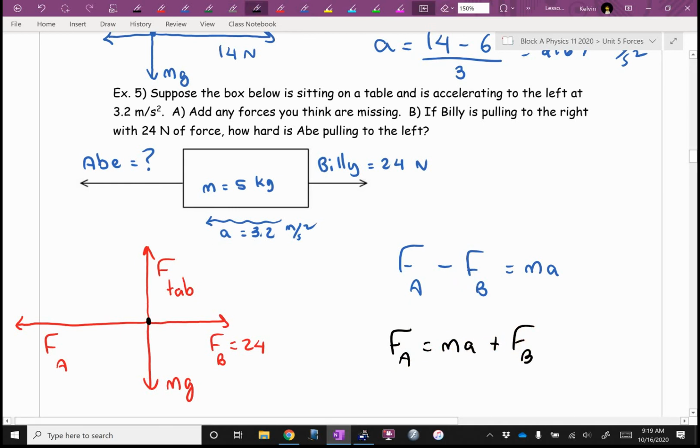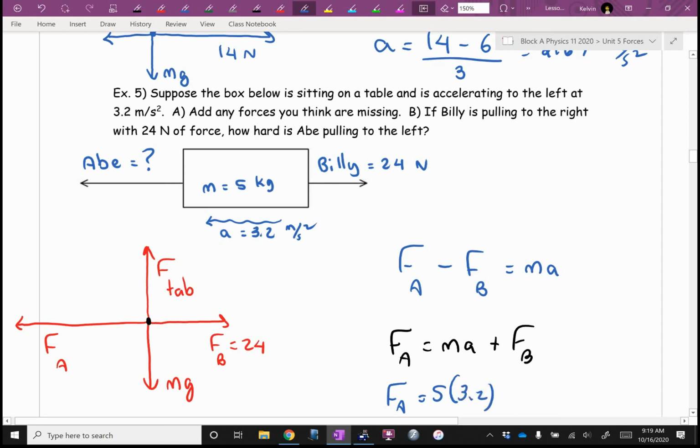You okay with that, Ethan? Plus it over? All right. Have we got the FA by itself? Good. Plug and chug. Here we go. What's the mass? They told me in the picture. 5. What's a? They told me in the question and in the picture.